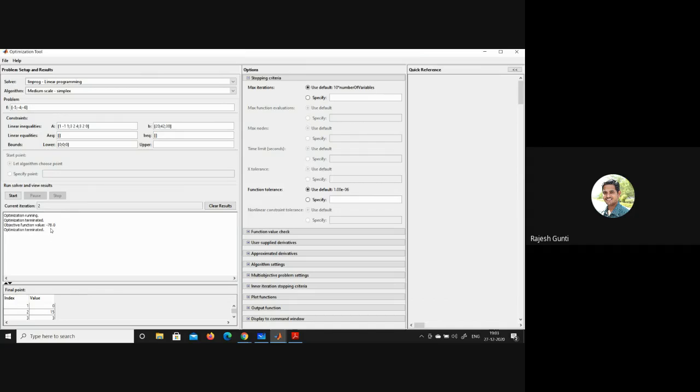The solution is minus 78. The first variable x is 0, the second variable is 15, the third variable is 3. Here there is no need to remember syntax and all this. Only we should know how to enter values.